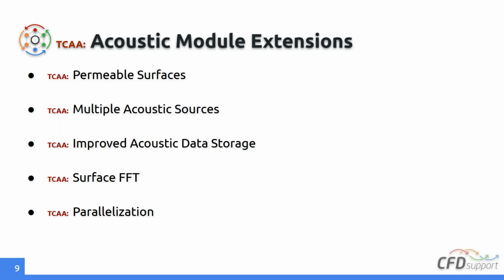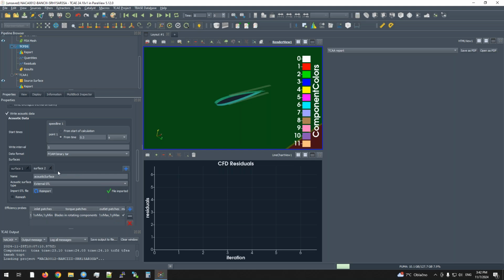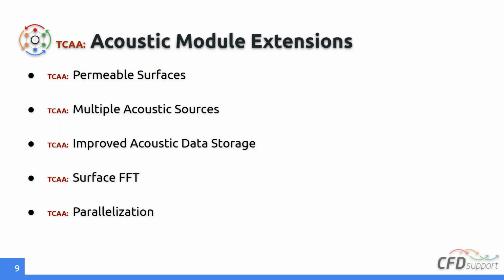So these basically are two features in one, permeable surfaces and multiple acoustic sources, which is basically what I have shown now. So as many surfaces as you want, and you have two options, patches and external STLs, which can serve as a permeable surface, so some surface within the flow domain. Again, basically there are three features in one: improved acoustic data storage.